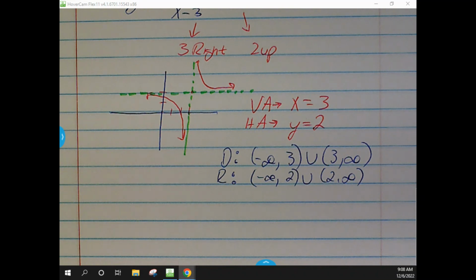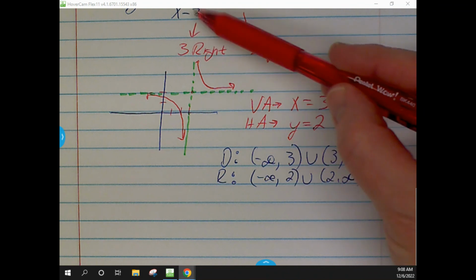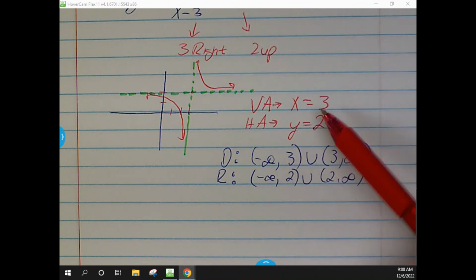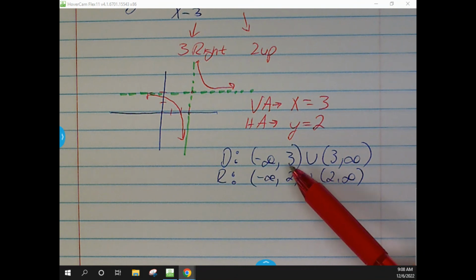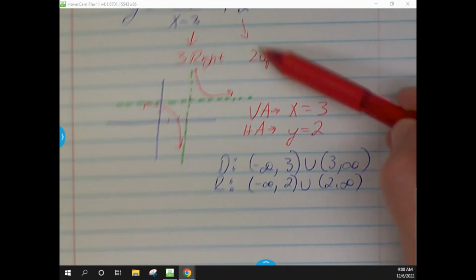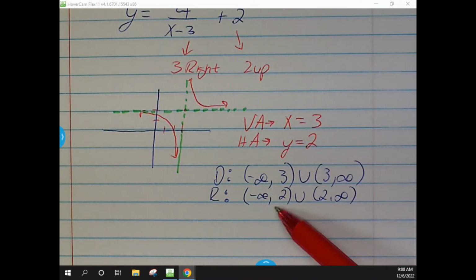So the numbers, this is the part where it gets really easy. All the numbers match up when you go through this thing. Whatever's in the denominator with the x, you change the sign of it. That's your vertical asymptote. That's also what you're going to skip in your domain. The other number that's on the outside, that's your horizontal asymptote. That's what you're going to skip in your range.